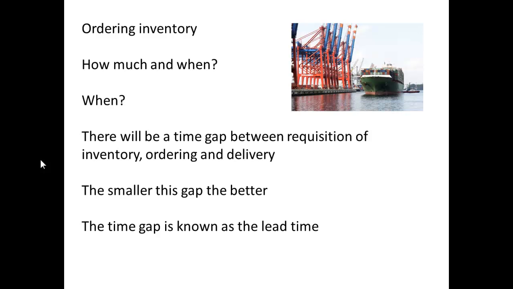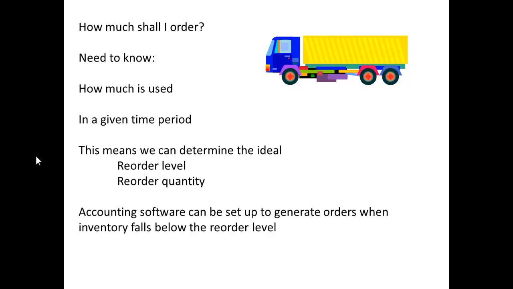So that's the idea of how much inventory do you need, and when we need it. Let's think about that "when" for a bit more. There's a time gap between when someone says that they want an item of inventory and ordering it and delivering it, and obviously the smaller that time gap the better. The time gap is referred to as the lead time, right? The lead time: the time between someone saying that they need something ordered and that item actually arriving in inventory.